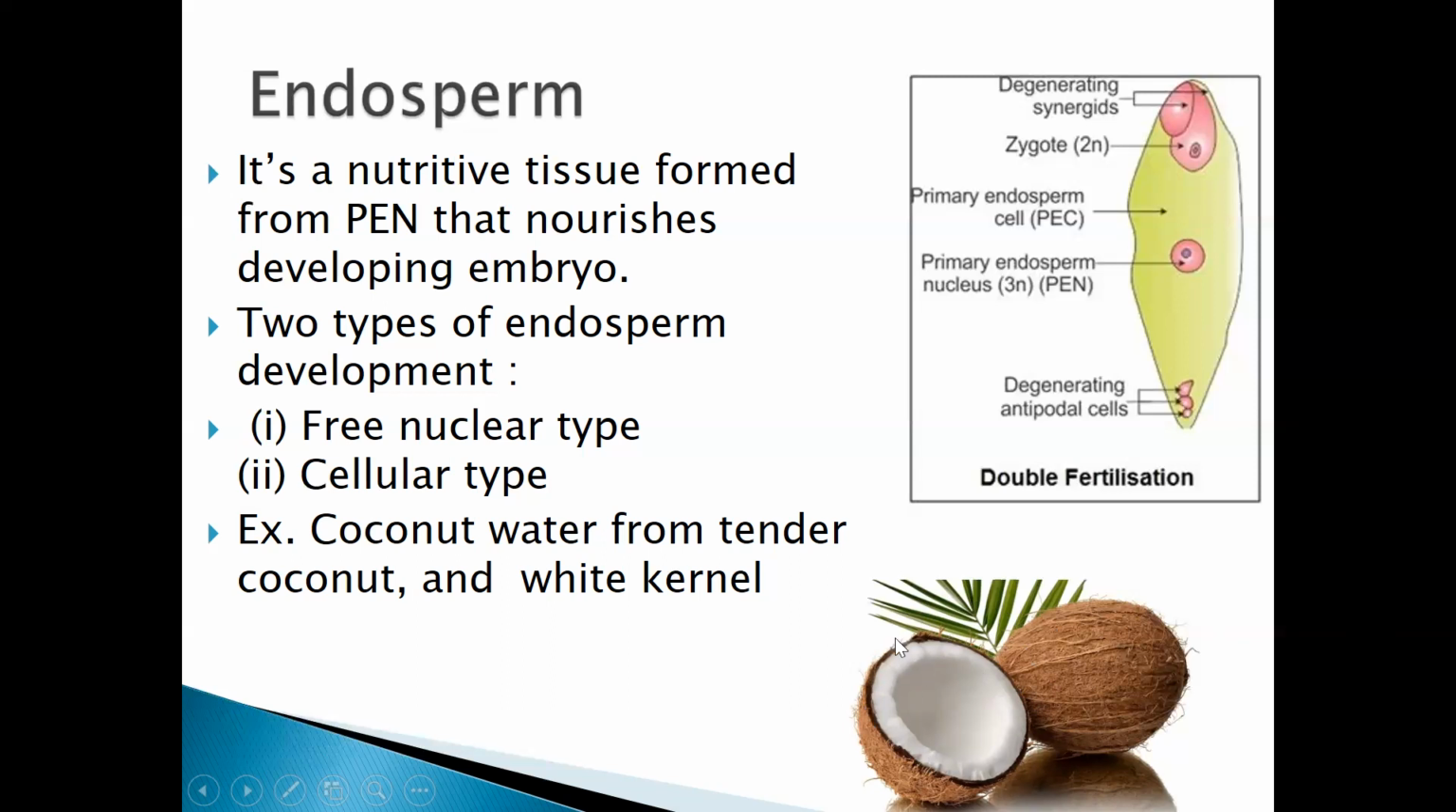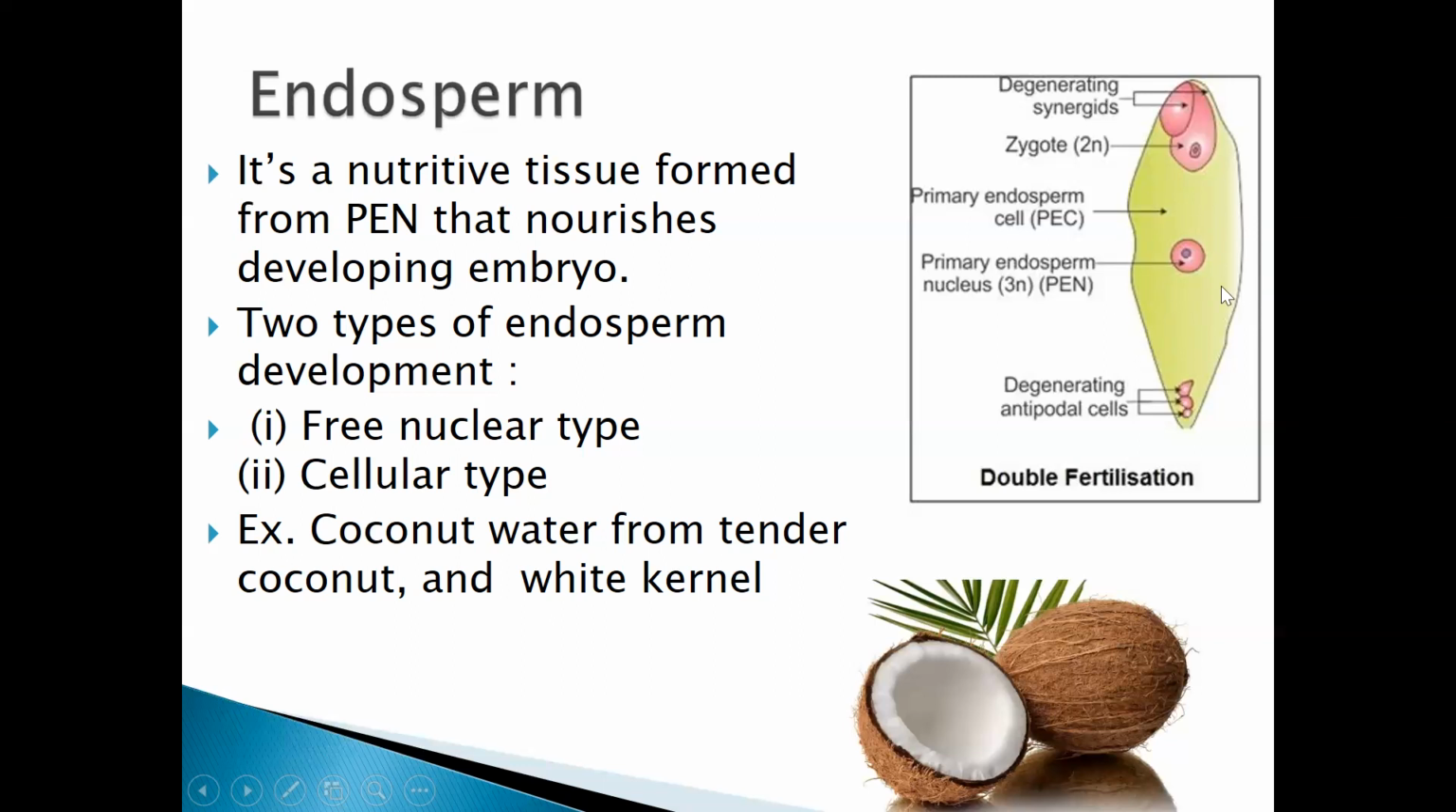And how is this endosperm formed? Endosperm is formed by the double fertilization process, students. So what happens in double fertilization? One male gamete will fertilize the egg, and the other male gamete will fertilize the polar nucleus. When it fertilizes the polar nucleus, it forms the triploid endosperm nucleus.